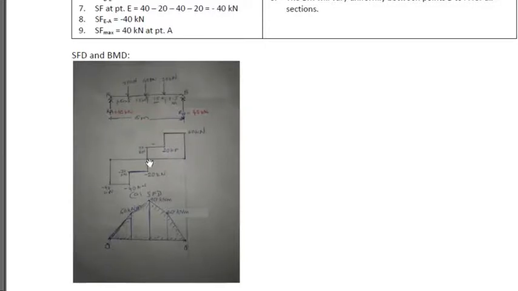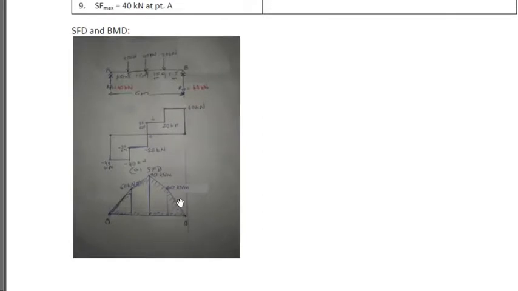So this is our SF diagram, and then the BM diagram. It's going from 0 at B to 60 in a straight line, from 60 to 90 at point D in a straight line again. So 90 at point D is the maximum BM, and from here again it drops to 60 kN at point E, again in a straight line, and then from 60 kN to 0 at point A, again in a straight line.